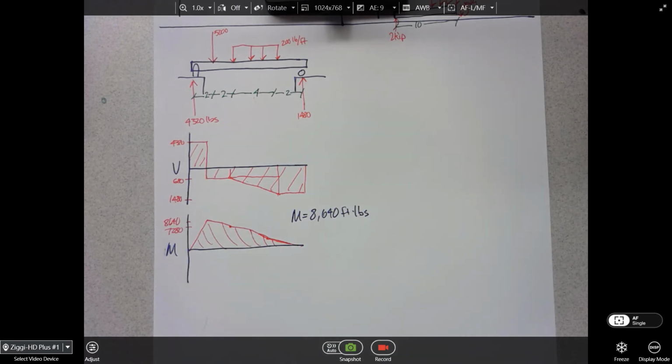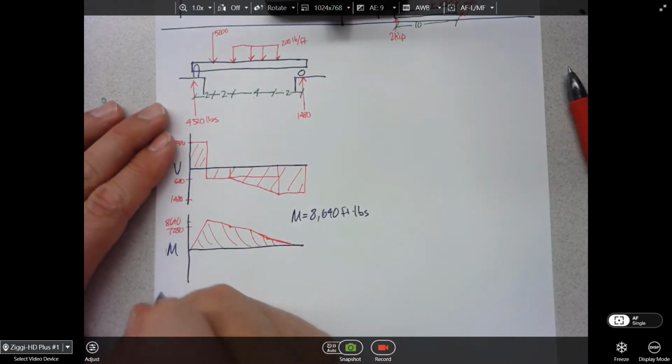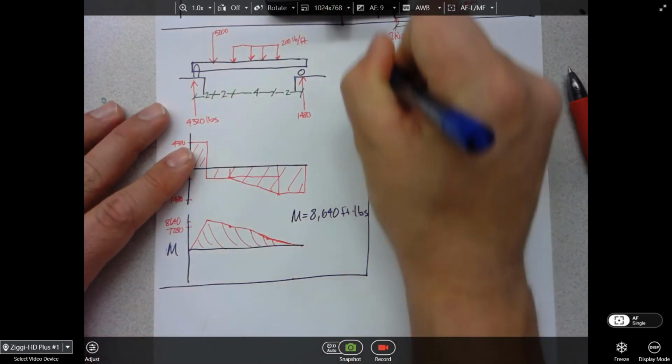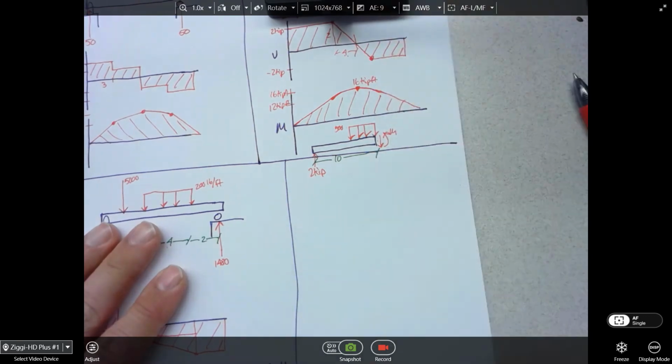Yep. Okay. So our beams aren't always like this.